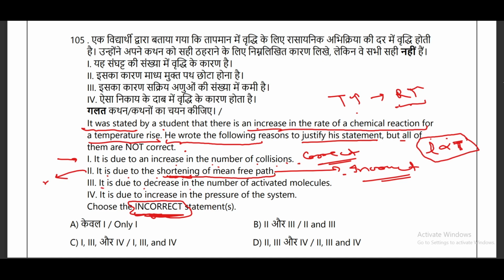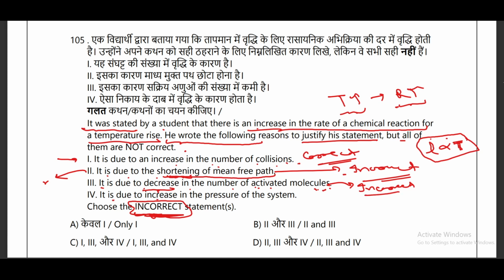Next is, it is due to decrease in number of activated molecules. So this option is also incorrect because as temperature will increase, there will be an increase in number of activated molecules, obviously. So they are saying decrease in number of activated molecules, which means this option is incorrect.